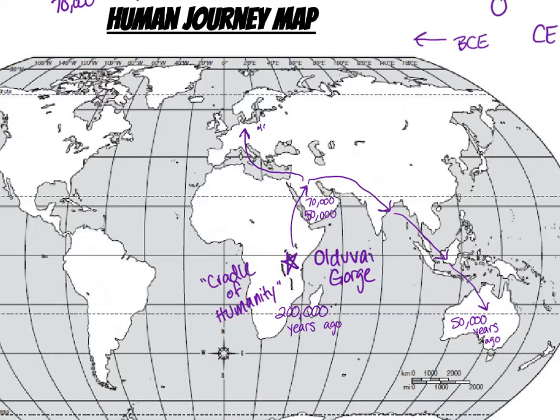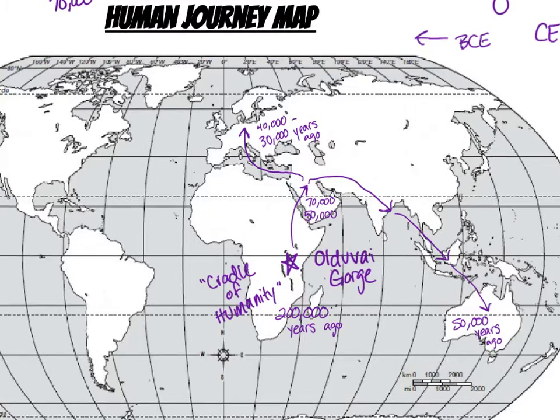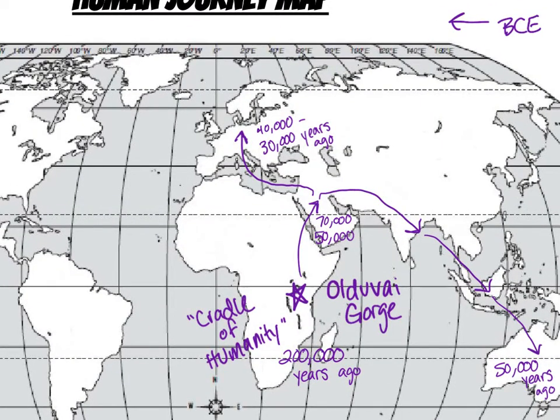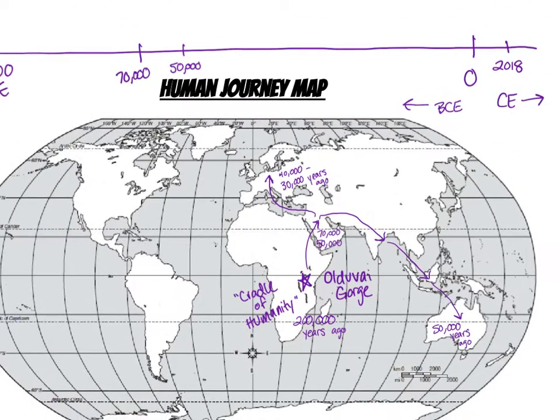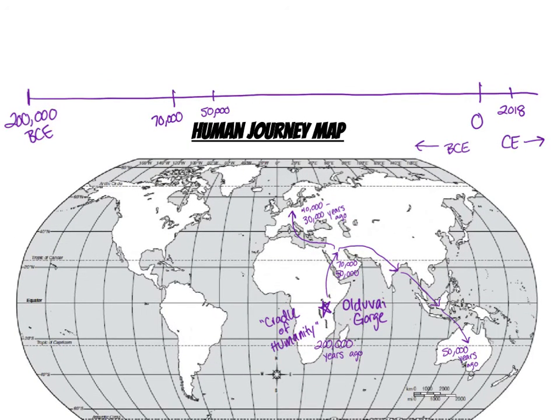Okay, so this is 40,000 to 30,000 years ago. Remember, we're going backwards here, number-wise. Okay, 40 to 30,000 years ago. They went through the Mediterranean Sea. All right? So let's map that up at the top as well. On our timeline, we have 40,000 and 30,000.